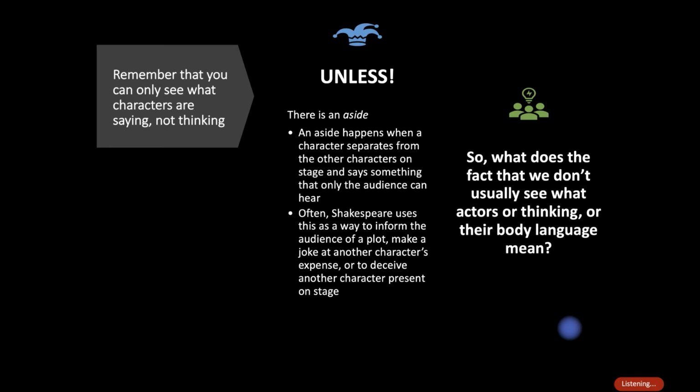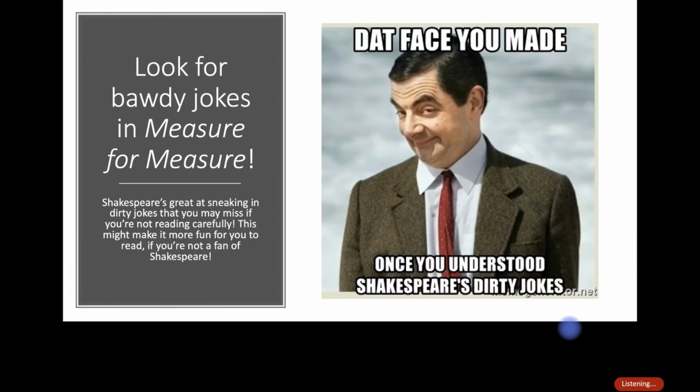And Shakespeare uses this as a way to give the audience some background information or make a joke at another's expense, or even to deceive another character, right? So these asides are important because a lot of times it gives us more information about what's happening. So the fact that we don't usually see what actors are thinking or what their body language is complicates things a little bit. So we just need to work with what we see on the text, like I said before. Anything in italics is going to be some sort of indication of what characters are doing, not what they're saying. So keep an eye out for those italics.